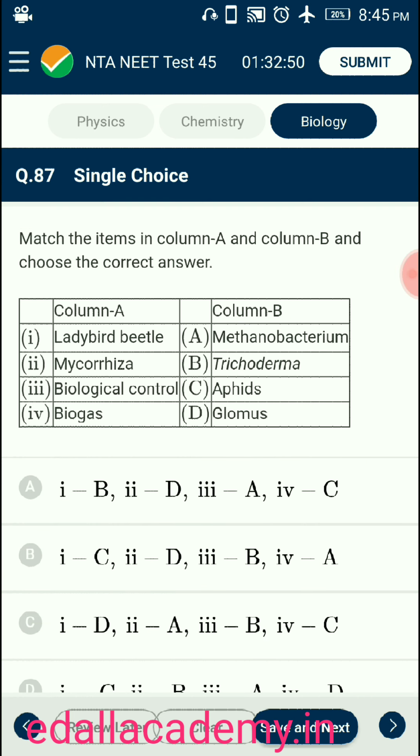Question number 87. Match the items in column A and column B and choose the correct answer. Ladybird is used to get rid of aphids. Fungal genus Glomus forms mycorrhizal association. Trichoderma, a soil-borne fungus, is used to control other fungal pathogens. Thus, it is used as a biocontrol agent. So, the correctly matching option is B.